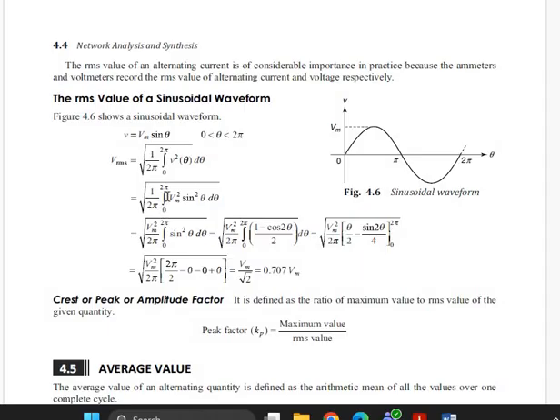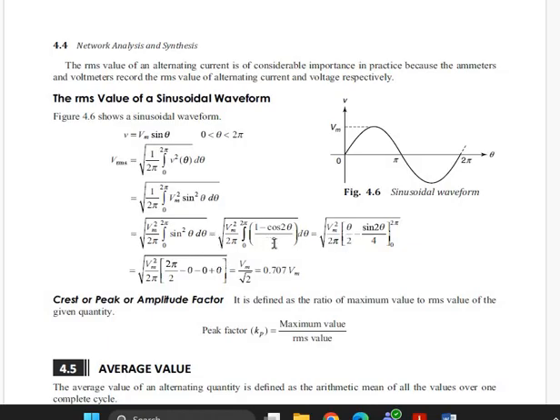Then square root of 1 by 2 pi integration of 0 to 2 pi. We are substituting the v value, Vm sin theta d theta, that is v is equal to Vm sin theta, so that v squared will be Vm squared sin squared theta d theta. So this Vm squared is a magnitude we are taking out before the integration. So Vm squared divided by 2 pi, then 0 to 2 pi integration of sin squared theta d theta. We know that sin squared theta is equal to 1 minus cos 2 theta by 2.